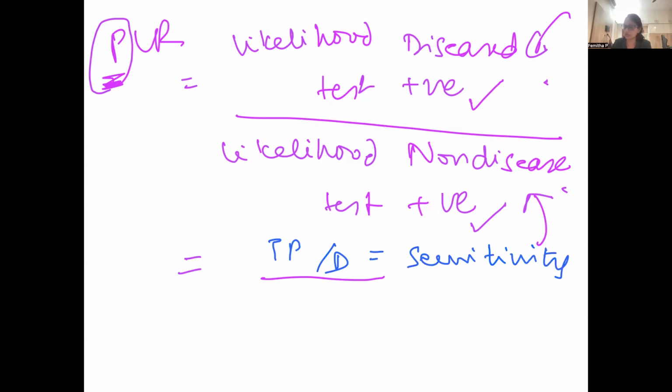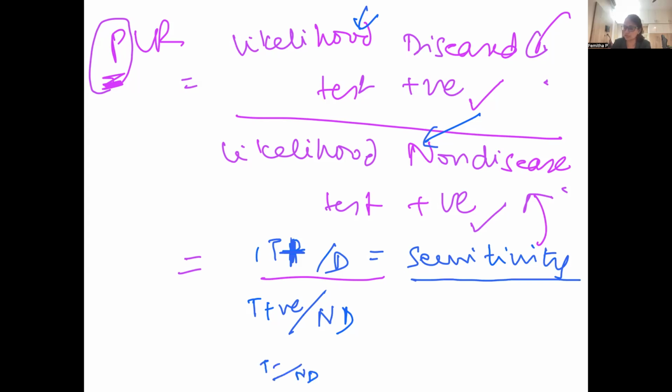And the denominator is: out of all those who are non-diseased, how many of them will get test positive? I won't write TP, otherwise it will look like true positive. So out of all those who are diseased, how many will get test positive? That was your numerator. And out of all those who are non-diseased, how many are getting test positive? Because we're talking about the positive likelihood ratio. So the numerator is very easy: out of all diseased, how many came test positive is the sensitivity. The denominator is 1 minus specificity, because specificity is, in non-diseased, how many got test negative.